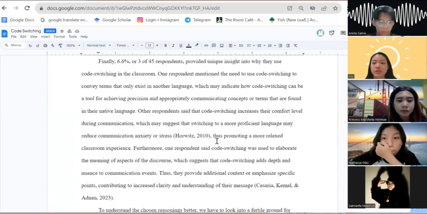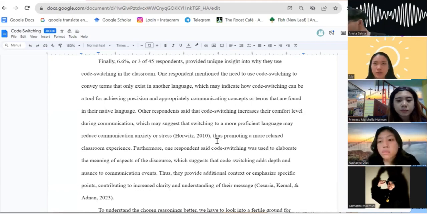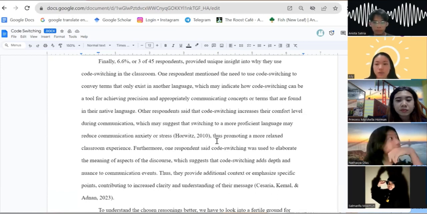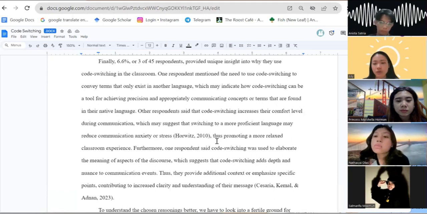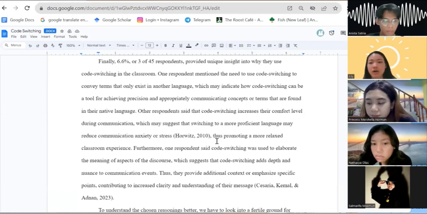And then finally, with 6.6%, or three of the 45 respondents, they provided unique insights into why they use code switching in the classroom. They created three other reasons which were not included in our questions in the Google Form. One mentioned that the need to use code switching is to convey terms that only exist in another language, which may indicate how code switching can be a tool for achieving precision and appropriately communicating concepts or terms that are found in their native language only.